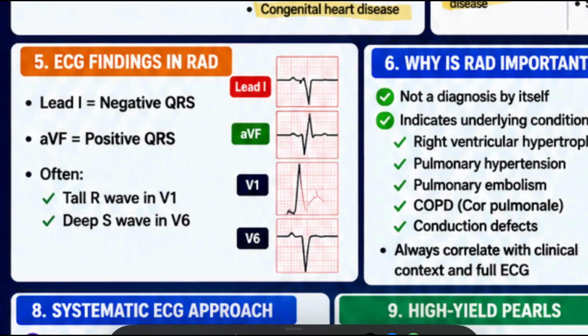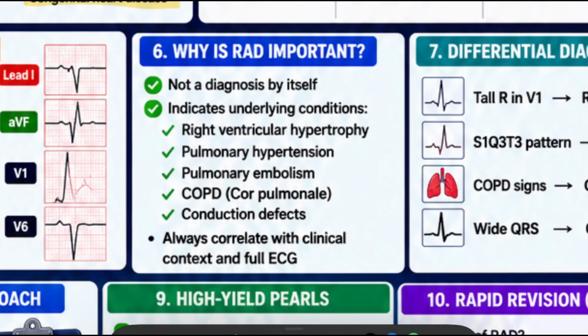So in typical ECG findings, we can say lead 1 will have a negative QRS and lead AVF will have a positive QRS. It is sometimes associated with a tall R wave in V1 and a deep S wave in V6, and suggests right ventricular hypertrophy.